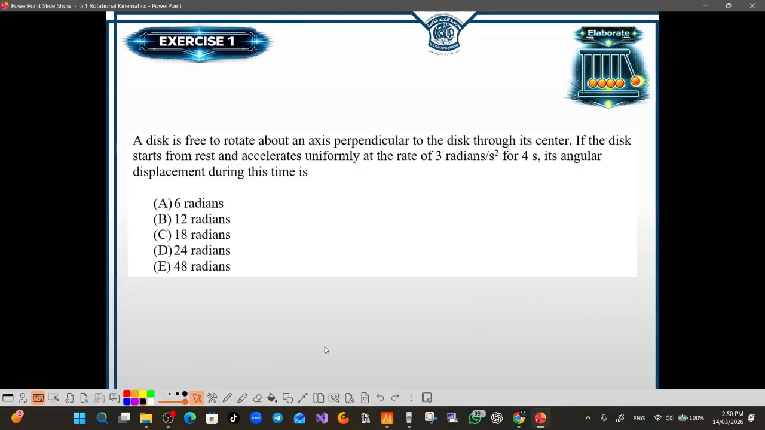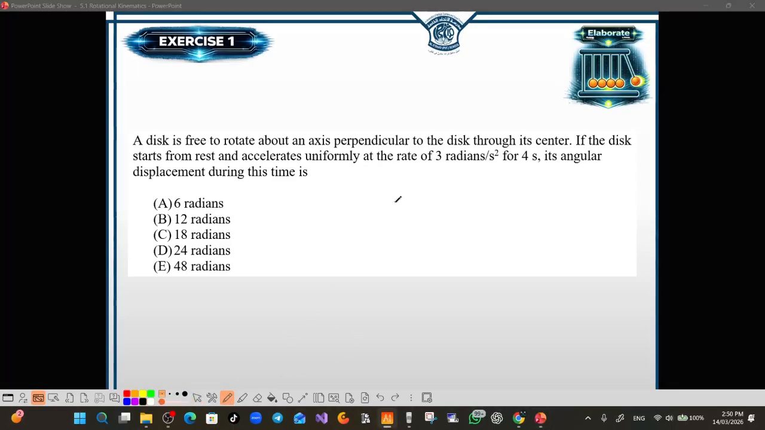Now, exercise 1. A disk is free to rotate about an axis perpendicular to the disk through its center. If the disk starts from rest, so we are assuming here that omega 0 is equal to 0, and accelerates uniformly at a rate of 3 radians per second squared, so alpha is equal to 3 radians per second squared, for 4 seconds, its angular displacement, so we need to find delta theta.